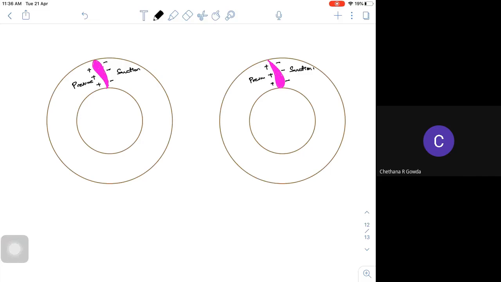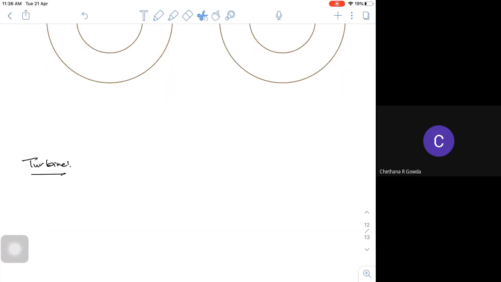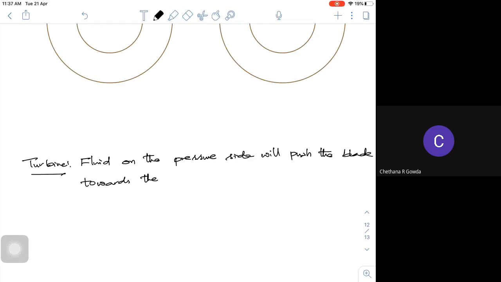Now, what will happen in the case of a turbine? In a turbine, irrespective of whether it is a gas turbine or a steam turbine or whatever it may be, the fluid on the pressure side will push the blade towards the suction side.